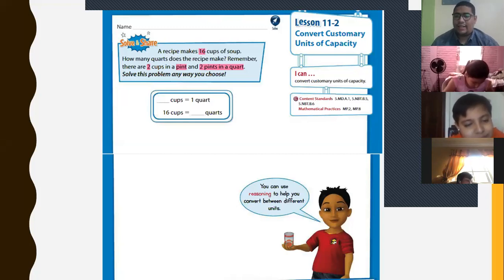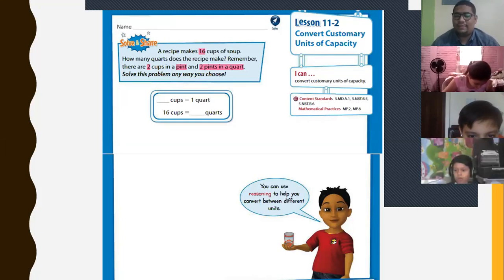Okay, now guys, you notice that we are not talking about length. We're talking about capacity, right? And that's why we're talking about cups, pints, and quarts. So, if the problem says that you have to make 16 cups of soup, how many quarts does the recipe make? And then we have some clues that say there are 2 cups in a pint and 2 pints in a quart. Now, tell me what we have to do to solve this exercise.